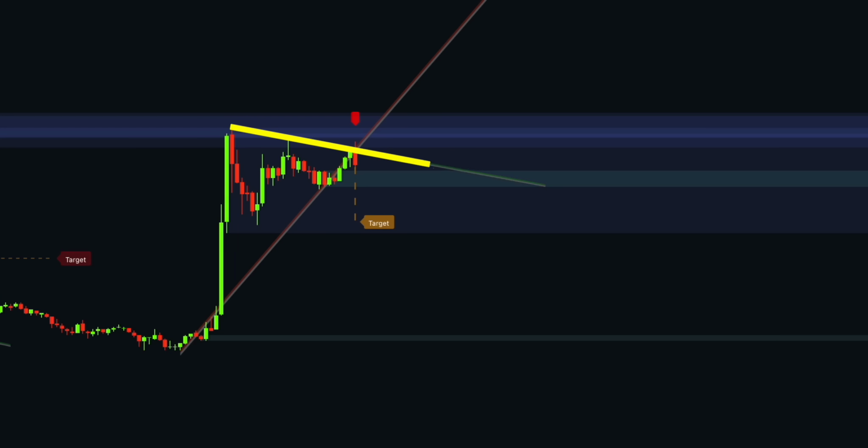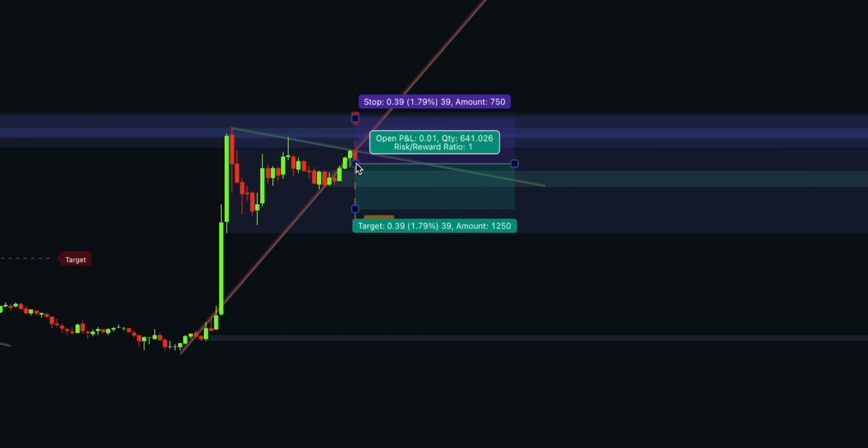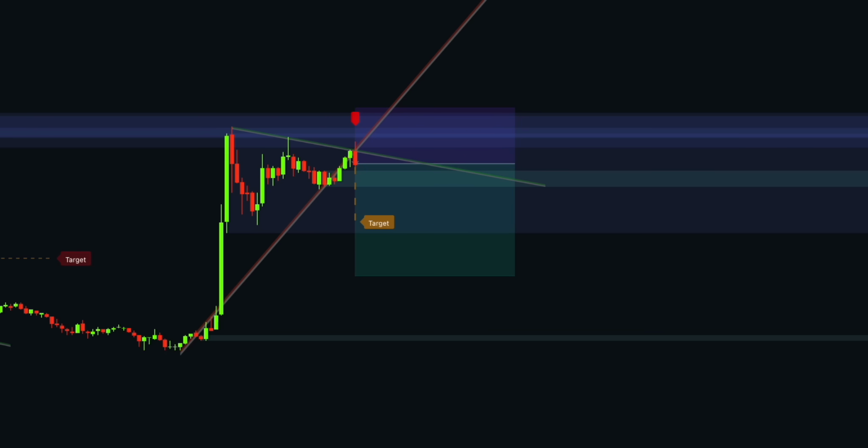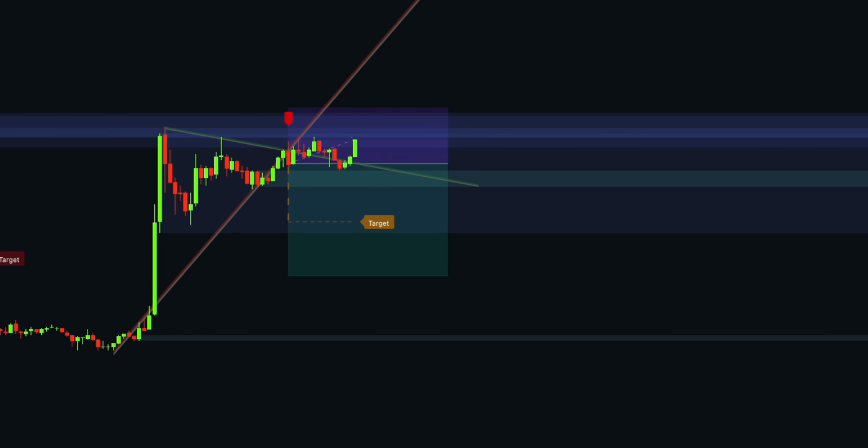For ultimate confirmation, look for a lower trendline break. Set the stop loss above the order block. For take profit, the target is 2 times the risk. The stop loss shall be moved to break even once the price hits the indicator target.